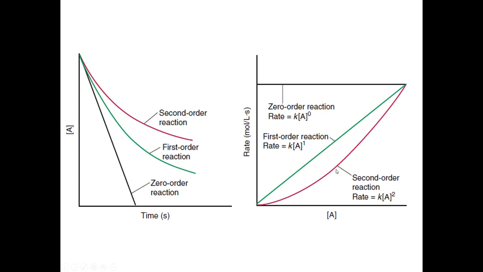For second order reaction, we have a curved line indicating the exponential effect. As A increases, the rate increases by an even greater amount, so the rate is squared. Using either of these types of graphs, we can tell a difference between reaction orders for each reactant.